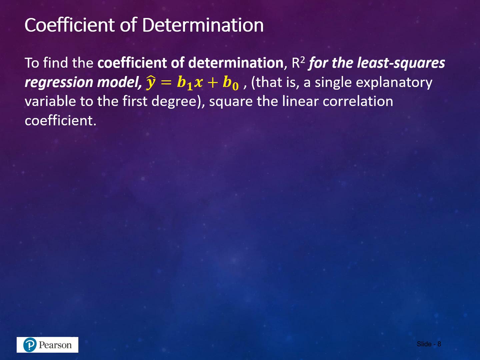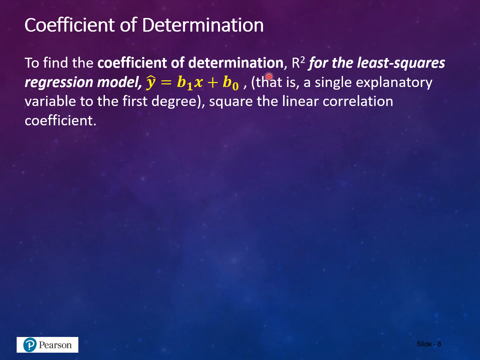Notice that we're looking at how to find the coefficient of determination, uppercase R squared, specifically for the least squares regression model, where y hat equals b1x plus b sub 0. That is, we're looking for a single explanatory variable to the first degree. All that's saying is that this is a linear equation as long as the exponent on the explanatory variable x is a 1. Okay, that's the first degree.